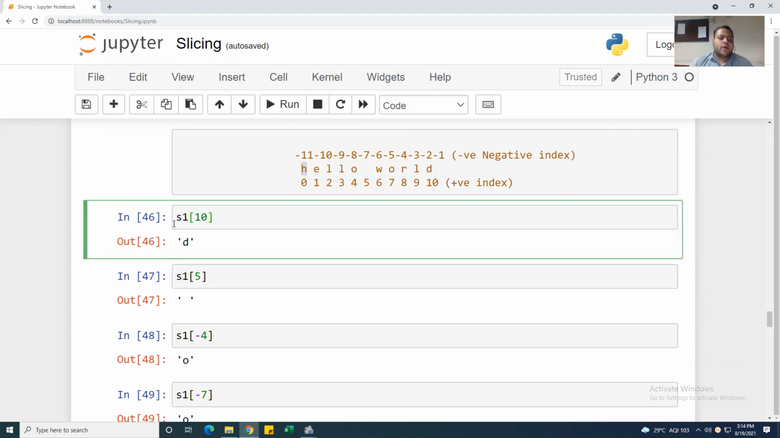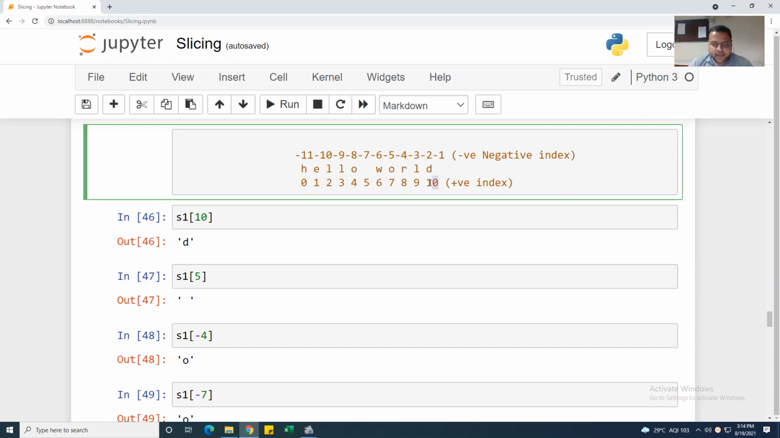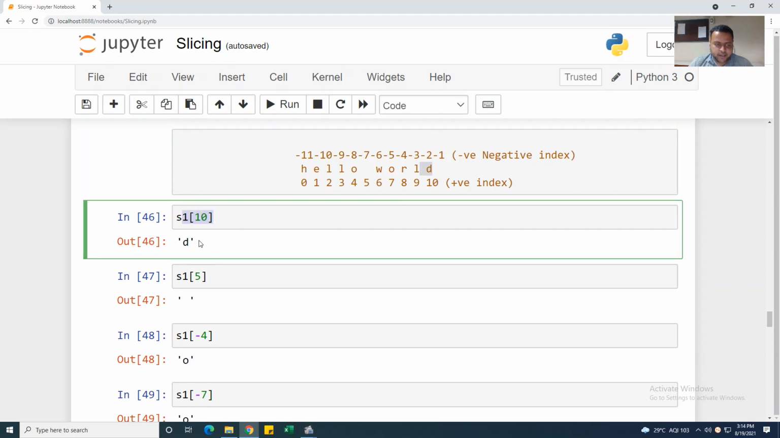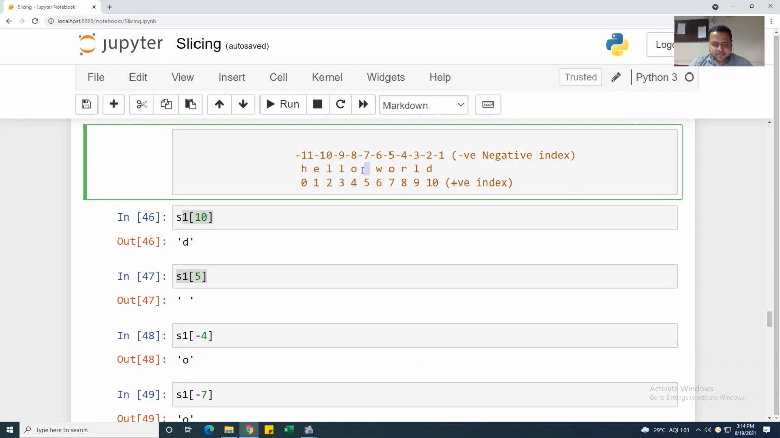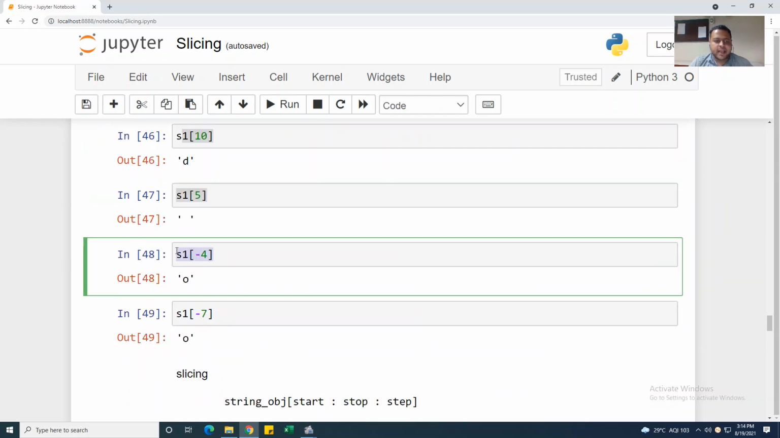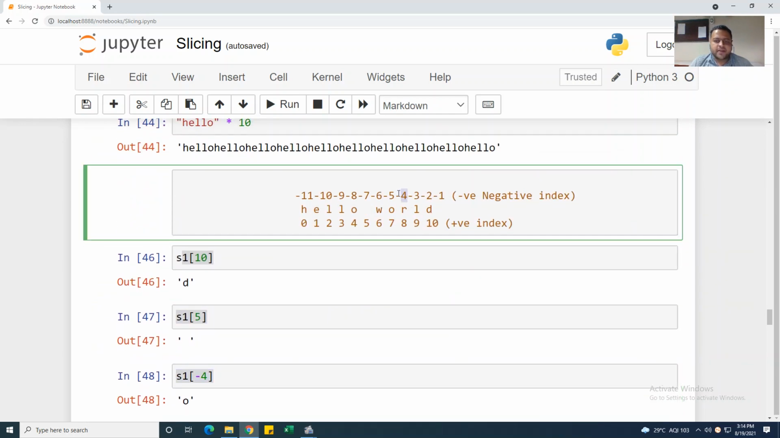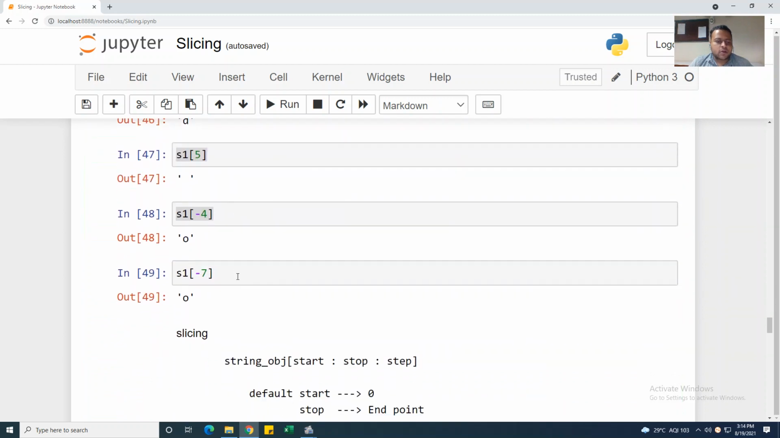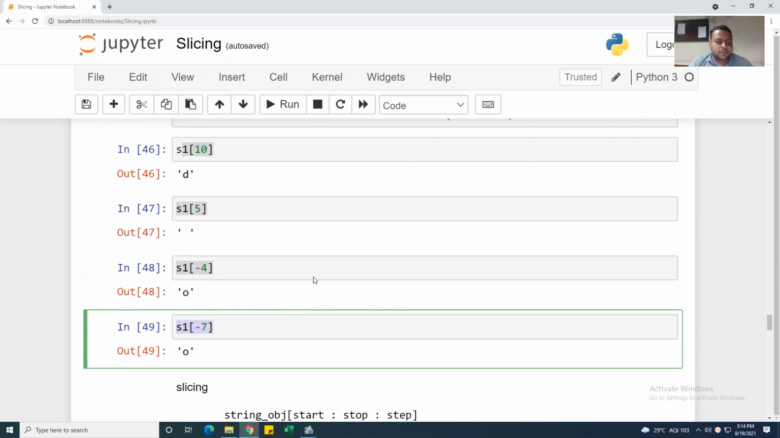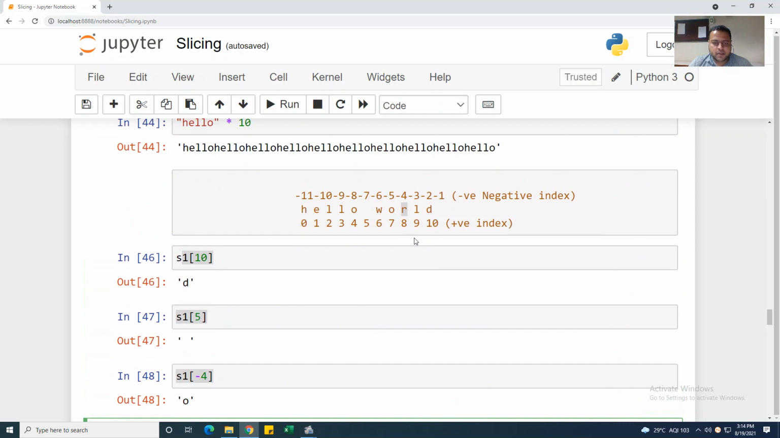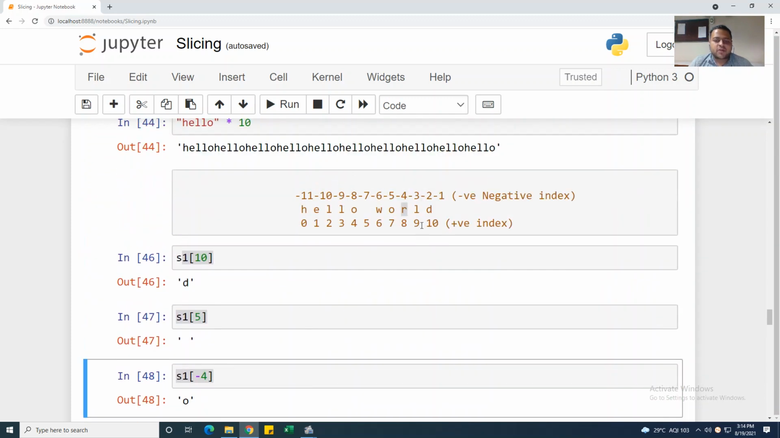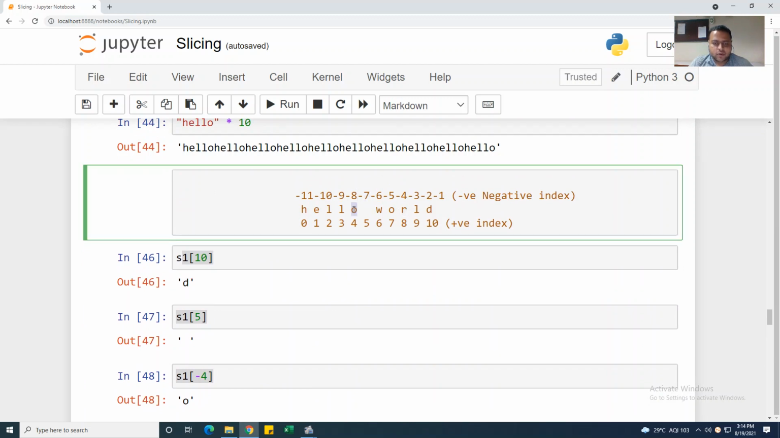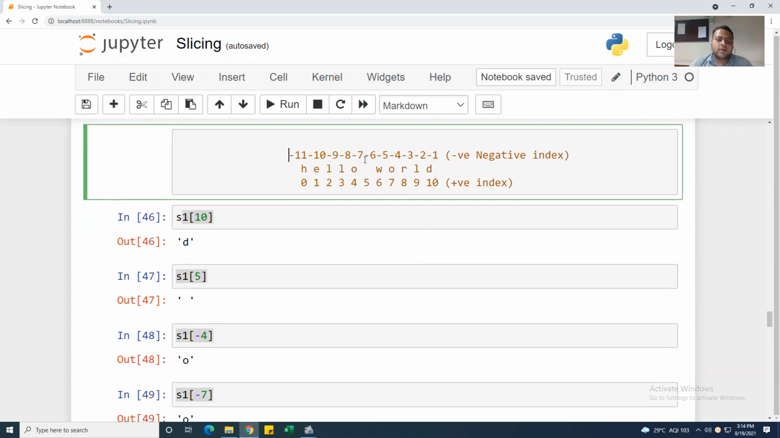Okay. Now I am taking s1 of 10. So my 10 is D. Again, I am taking s1 of 5. So my 5 is a space. I am taking s1 of minus 4. Sorry, my minus 4 is O. Okay, I'm taking s1 of minus 7. So my minus 7 is O. Again, it is O.